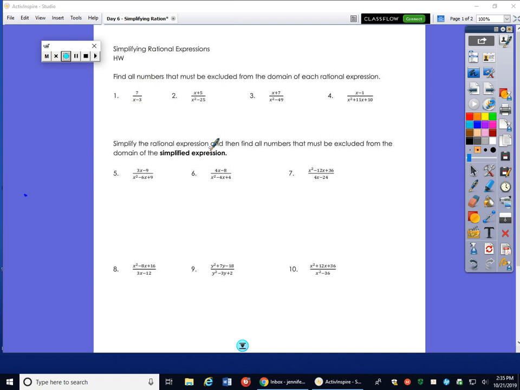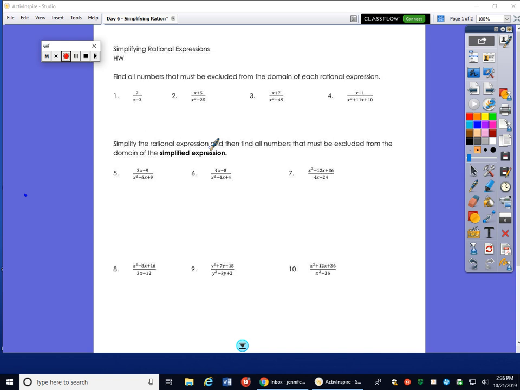Alright guys, so today we learned how to simplify a rational expression and how to figure out the domain of that. So in numbers 1, 2, 3, and 4, all we want to know is find the numbers that must be excluded from the domain. So that's all we need to do is figure out what's not going to be part of the domain.